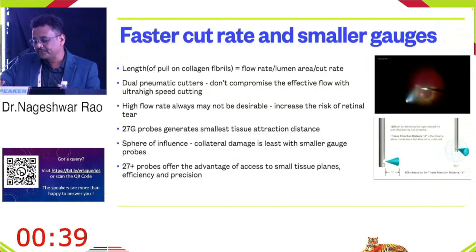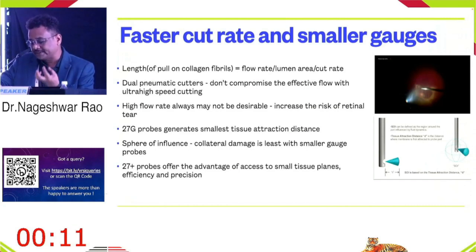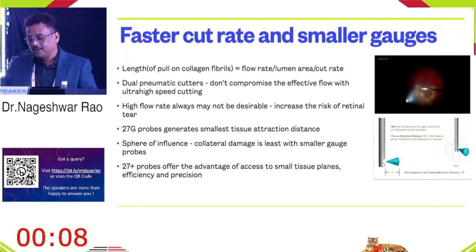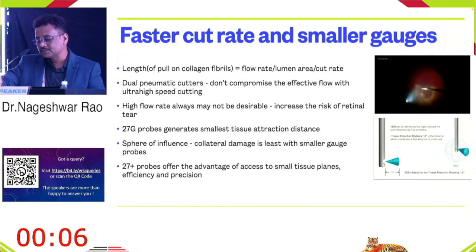The equation for the length of the pull on the collagen tendrils is equal to the flow rate divided by the lumen area and cut rate. That means whenever the flow rate increases, we can pull the vitreous more. But with higher cut rates, the pull of the vitreous is lessened. But with the newer machines, this flow rate they have adjusted. So with a higher cut rate, you can go and pull the vitreous sufficiently. And high flow rate is not always desirable, as it increases the risk of retinal tear.